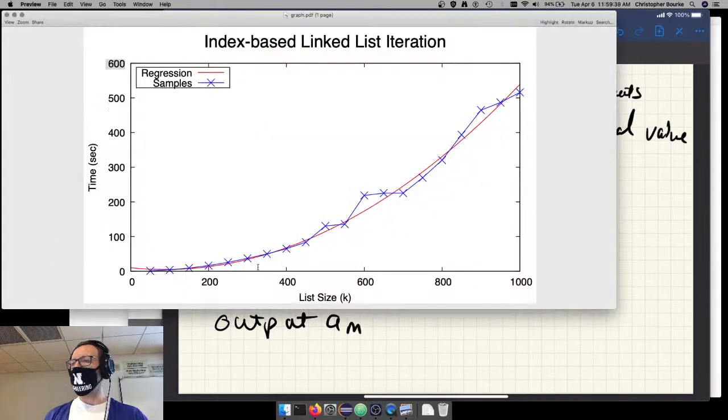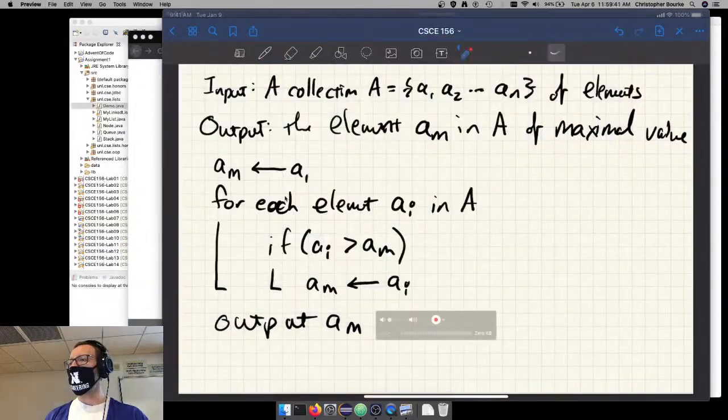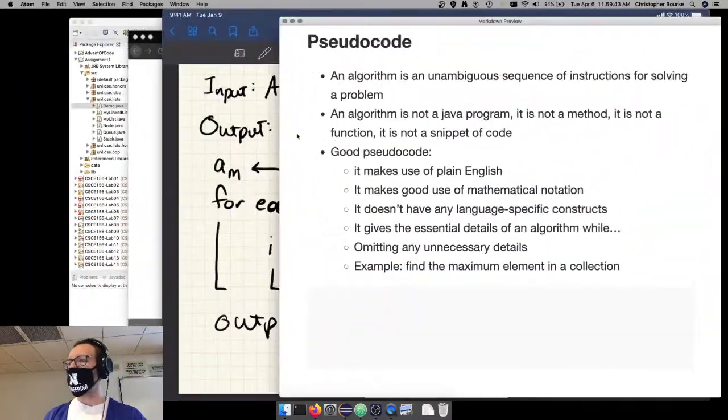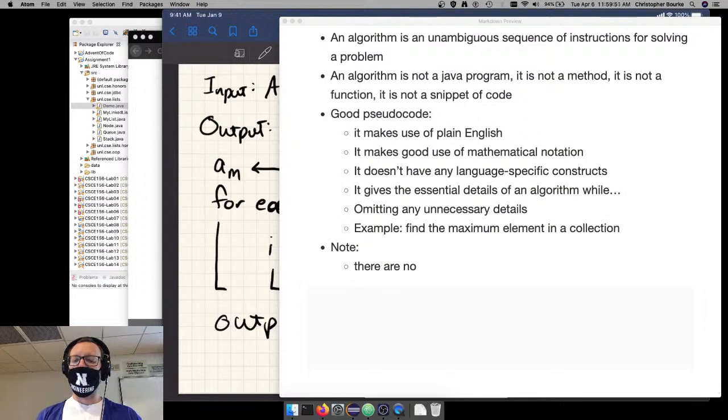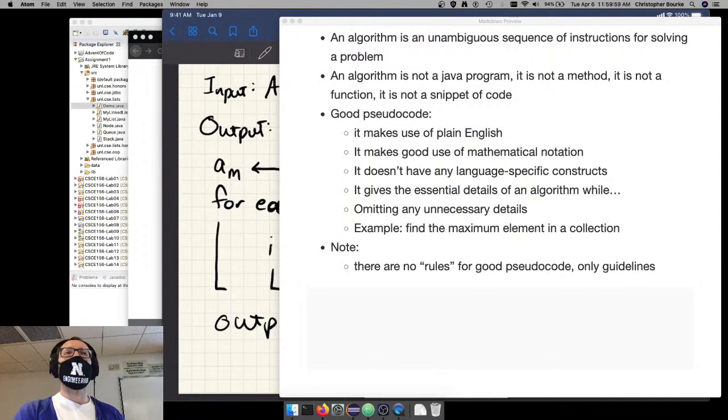So back to our notes over here. Note, there are no rules for good pseudocode, only guidelines. Why? What if there were rules? What if I gave you a set of rules that your pseudocode has to look like this? I just wrote a programming language. Exactly.